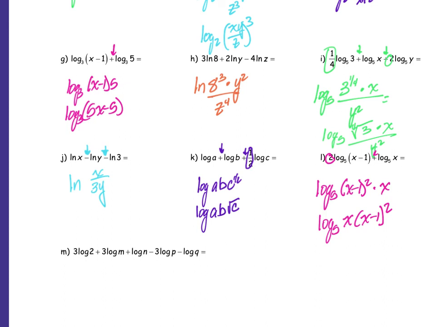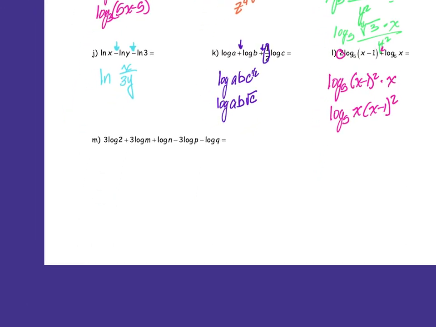And then the last one, how are we doing? Okay, so I've got an exponent and a plus, exponent plus, exponent minus, and a minus. Okay, so log of 2 cubed times m cubed divided by p cubed times q. Done. Okay, questions?